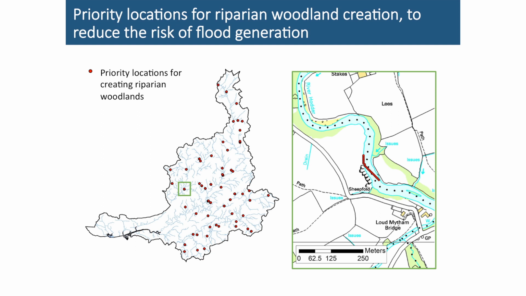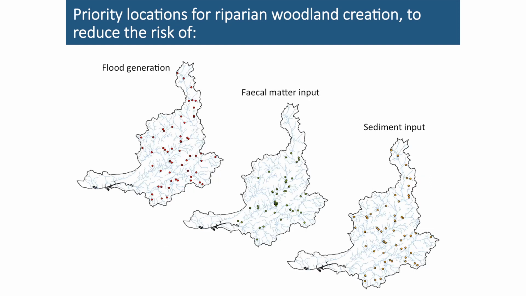And so this is the result of the model when it was run for identifying the stretches of watercourse that had a high risk of flood generation. And so this one that I've highlighted, you can see that it corresponds to a stretch of 120 metre watercourse, which has a high risk of flood generation all along it. And so that whole modelling process was repeated to map the watercourses that had a high risk of faecal matter input, and also sediment input.